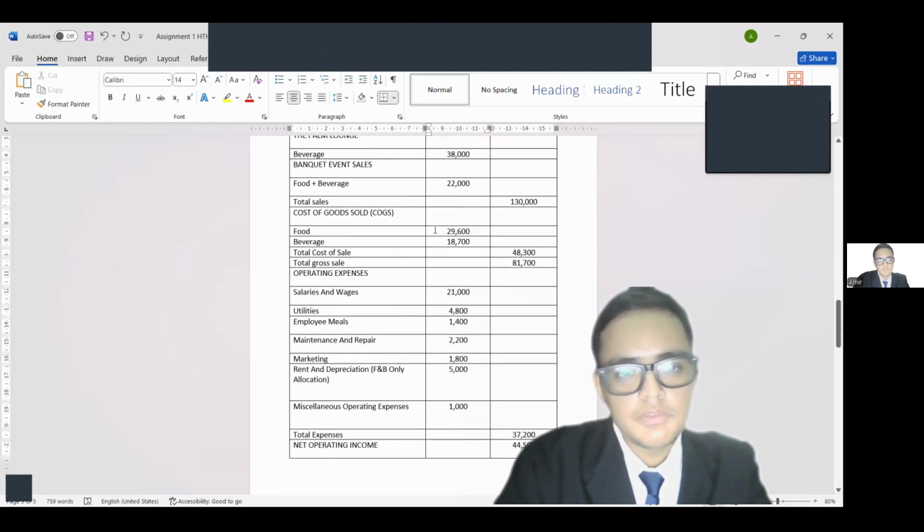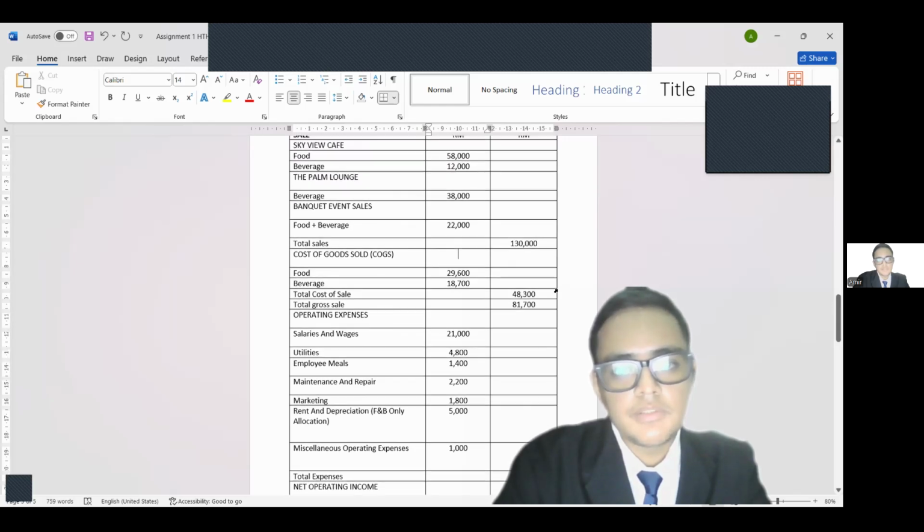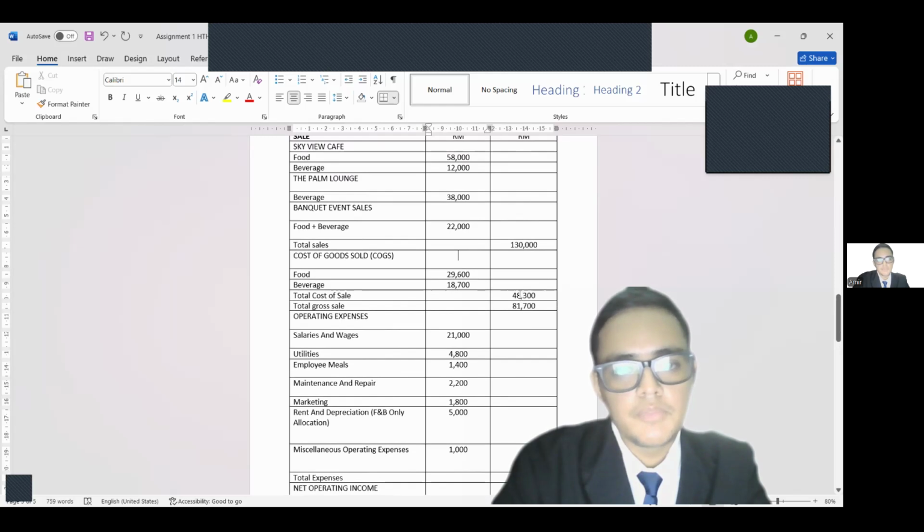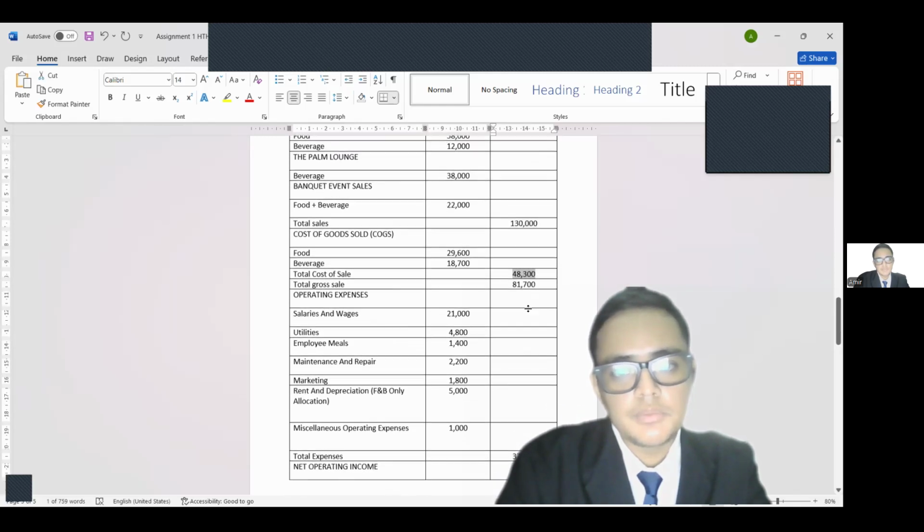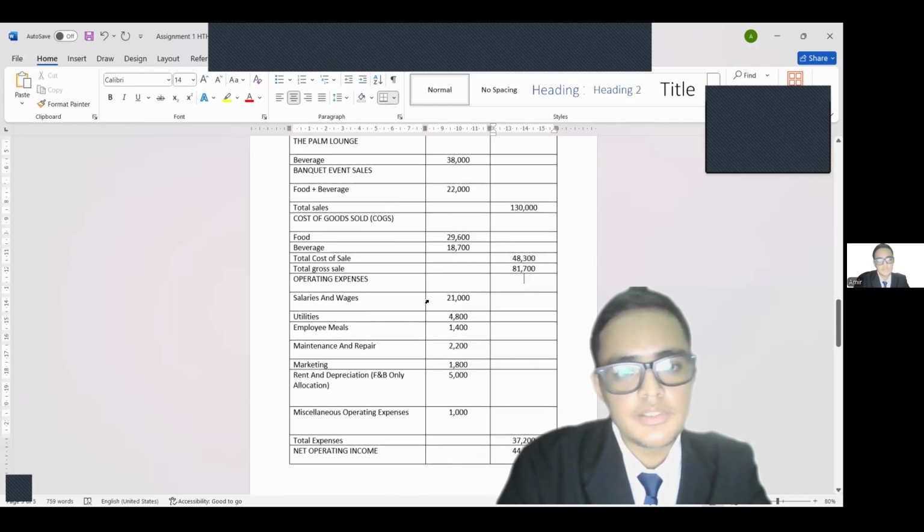For the cost of goods sold, food is 29,600. For the beverage is 18,700. For the total cost of sale is 48,300. So to get the gross profit, you have to use the total sales and minus the total cost of sale, and you will get 81,700 for the total gross profit.